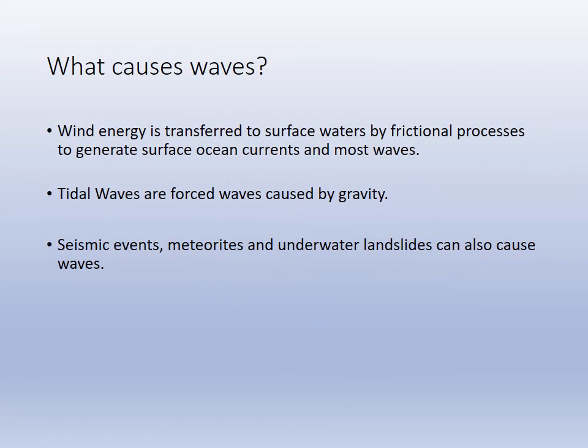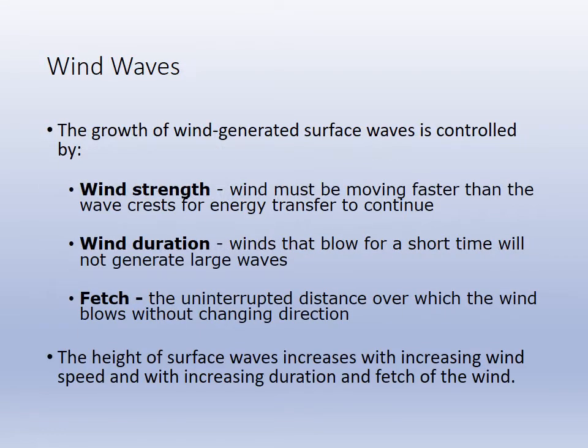So what causes waves? Well, we mentioned wind, gravity between the moon, to a lesser degree the sun, and our Earth itself, and then seismic events, meteorites, underwater landslides, even humans testing nuclear weapons underwater have caused seismic waves. Now, the height of your wind wave is determined by the strength of the wind, how long the wind blows, and the distance it blows over. That's called fetch, the distance it blows over.